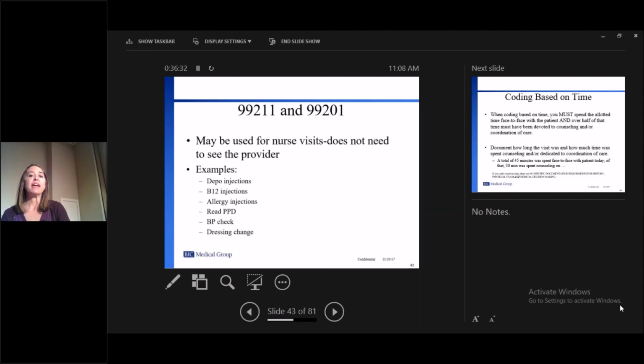So let me talk to you about the 99211 and 99201 visits. We should not be doing these as providers. These are nurse visits. Okay, examples of these would be a blood pressure check, a dressing change, allergy injections. If they're coming in for a Tdap or a flu shot, that's when you can bill for a 99211 visit.